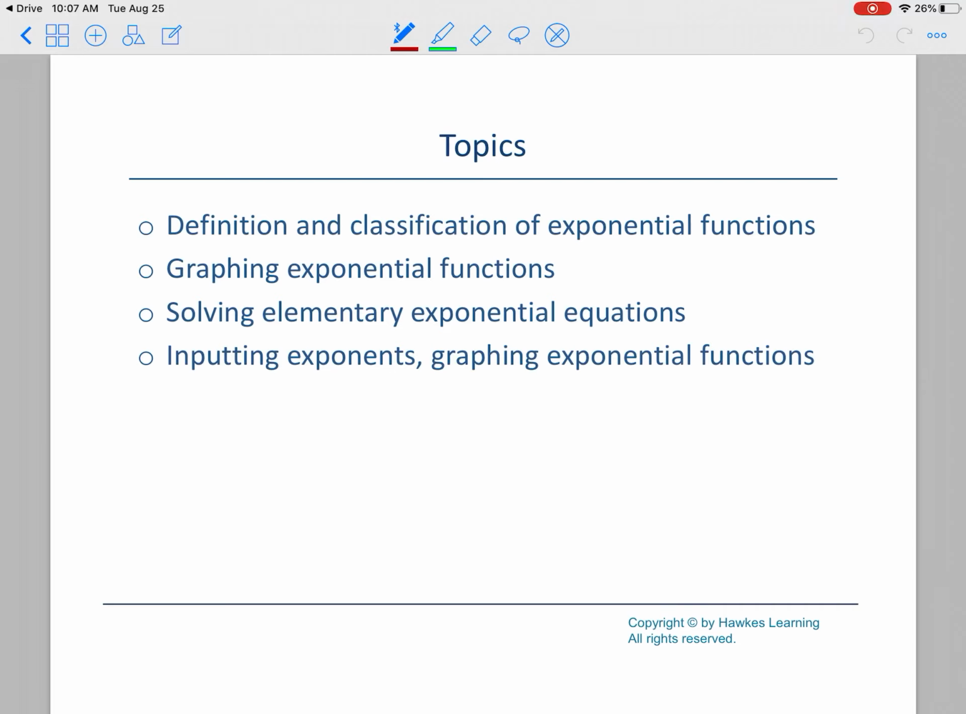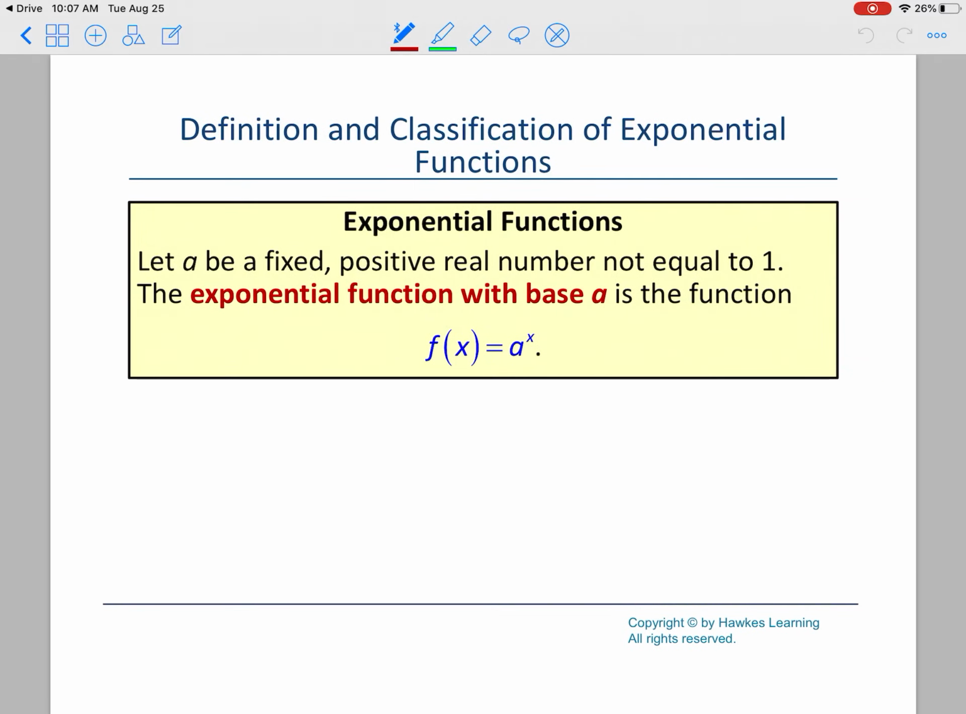We know that graphs can have vertical shifts, horizontal shifts, they can be reflected, all of those good transformations to the graphs. We're going to be solving these exponential equations, and then we're going to be inputting exponents and graphing exponential functions. So, really quick, what is an exponential function?